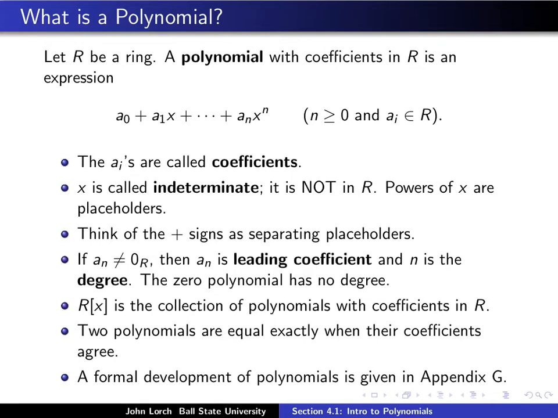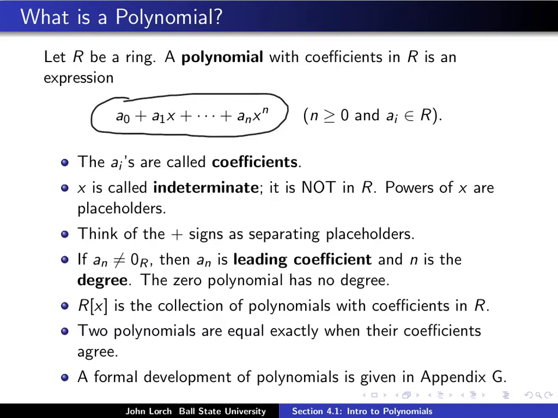Then to form a polynomial, what we do essentially is take a finite linear combination of whole number powers of x, where the weights on this combination, the a0, a1, through an, are members of our ring R. Those are called coefficients. Now, we can just think of these powers of x for the moment as being placeholders. And the plus signs in this expression we can just simply view as separating these placeholders.